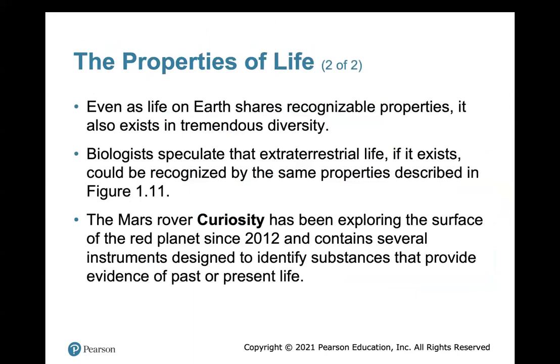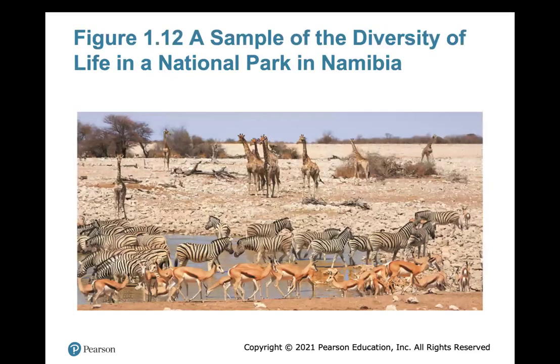The Mars rover Curiosity, for example, has been exploring the surface of the red planet since 2012 and contains several instruments designed to identify substances that provide evidence of past or present life. Even as life exists on Earth in tremendous diversity, biologists speculate that extraterrestrial life, if it does exist, could be recognized by those same properties described here. A sample of the diversity of life in a national park in Namibia is shown there.